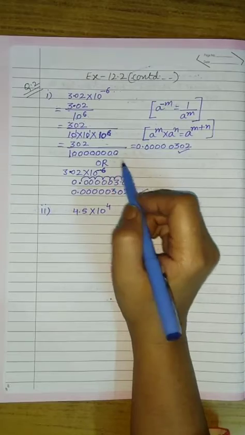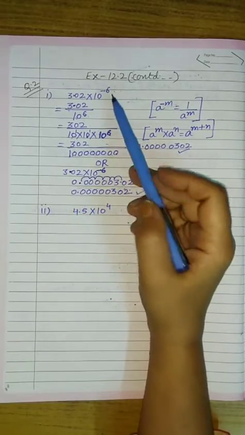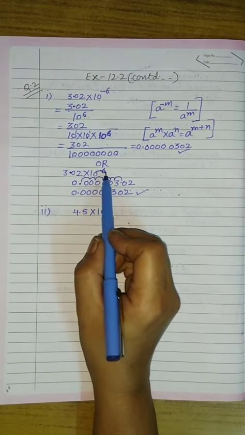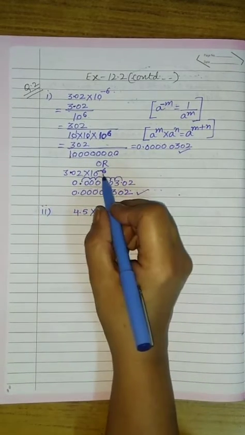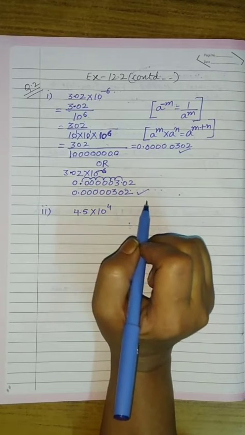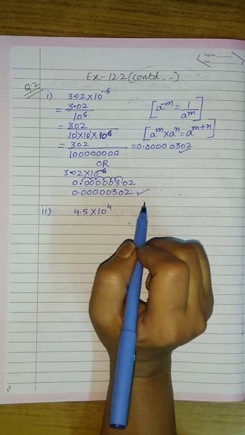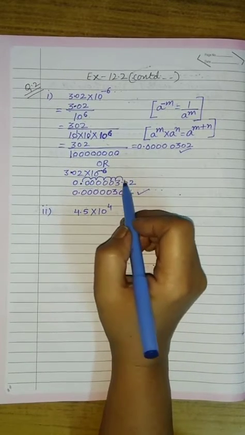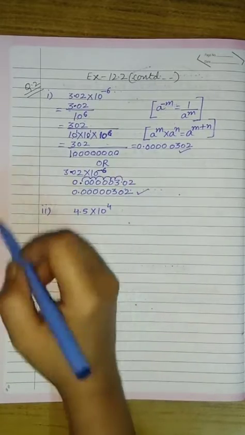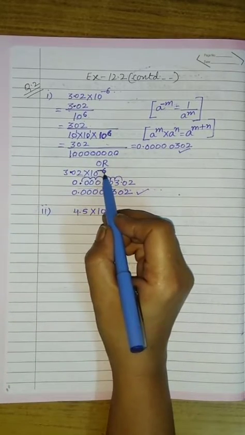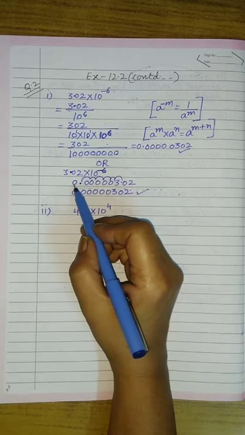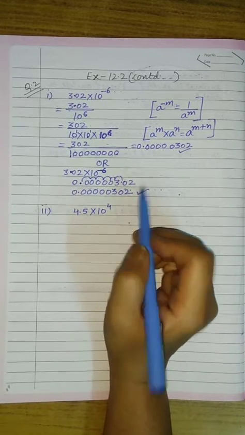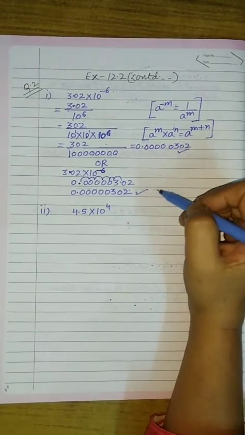Or the other method of converting standard form into usual form is 3.02 into 10 raised to power minus 6. Now the exponent is negative. When we converted the number into standard form, we shifted the decimal from left to right, but here we will shift it from right to left. How many places will we shift it? 6 places. So it will become 0.000003 02.